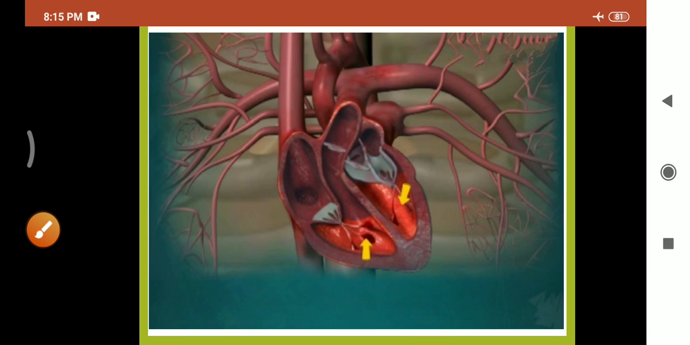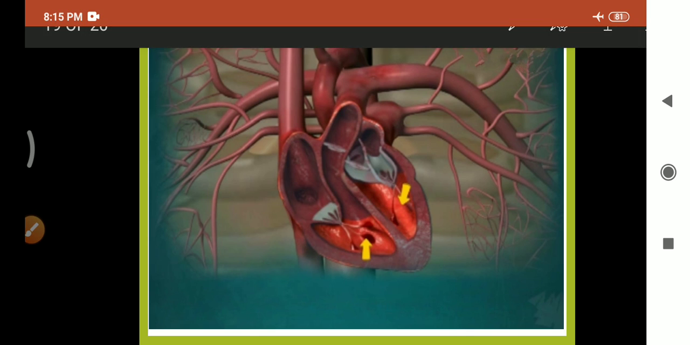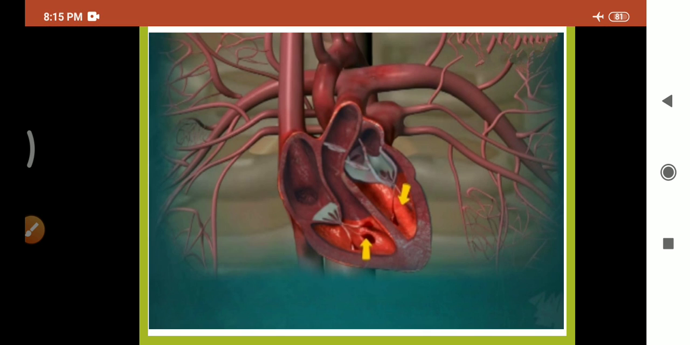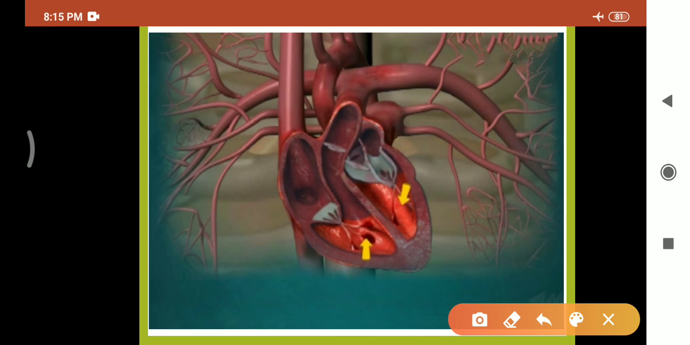And then the ventricles are divided with the help of the septum, right? I hope all this concept is clear to all.